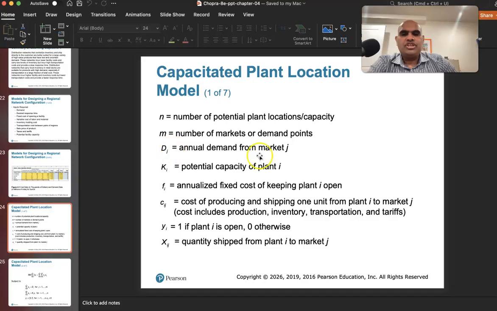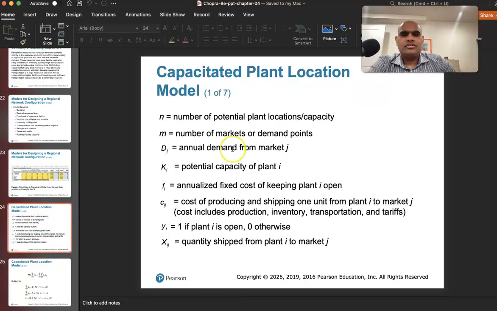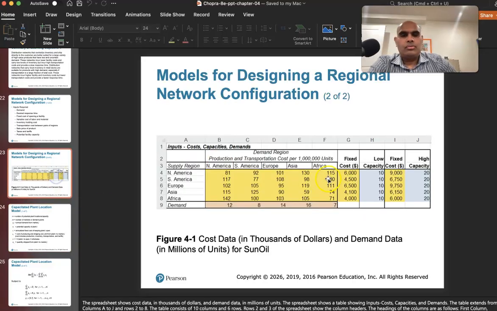Right? Now Dj is the demand for market j. So you say that D1 is the demand for market 1. If you number the markets 1, 2, 3, 4, and 5, D1 will be demand 1, which is 12 million units, right? So that's the basic idea. So you use D for demand, K for potential capacity of a plant, right? So if you're looking at low capacity plants, K will be 10. If you're looking at high capacity plants, K will be 20.